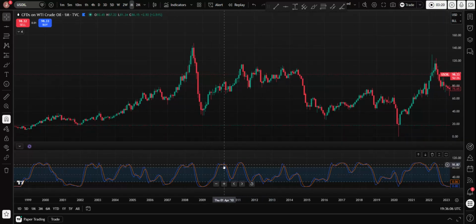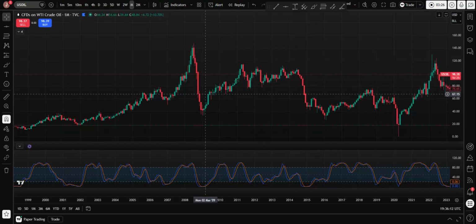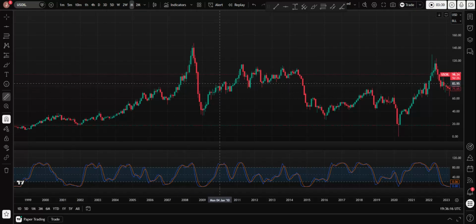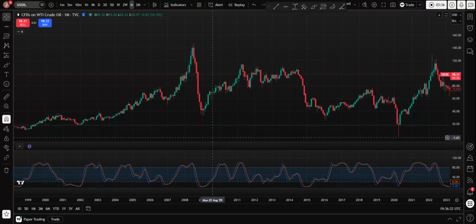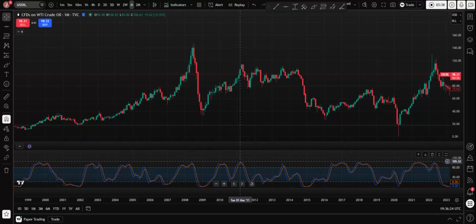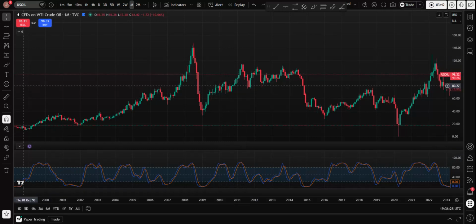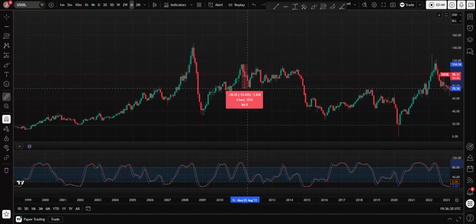Every time you see a cross down here, you didn't have a major crash or a bear market in the oil chart, but you did have a correction. As small as it seems, remember we're looking at the monthly chart. This was still a 22-23% correction in oil. Then you came back up near the 100 area, crossed back below, and here you had another correction.